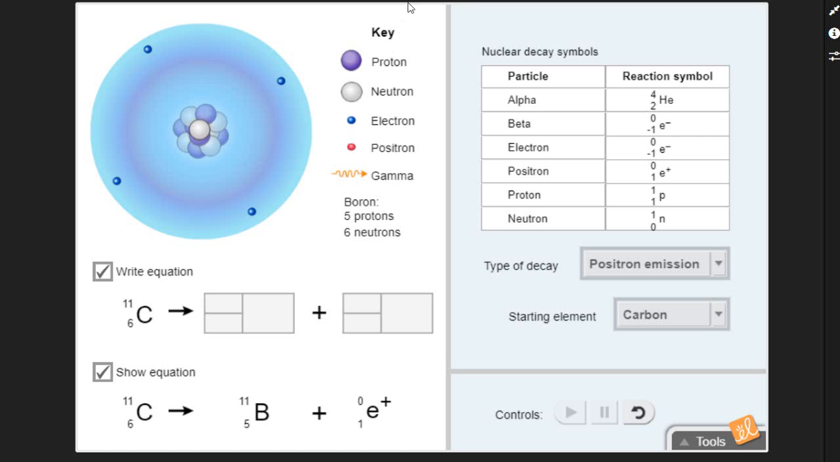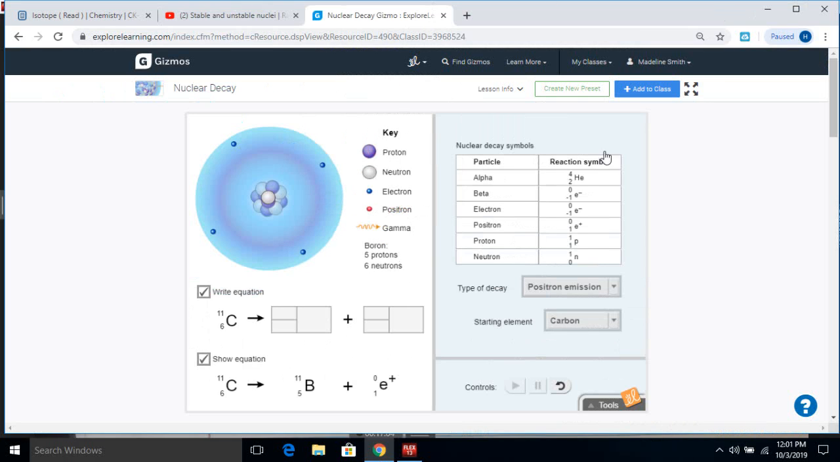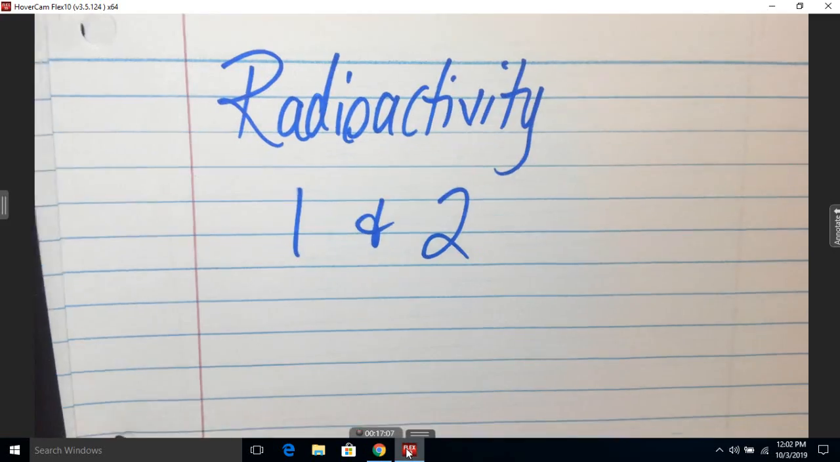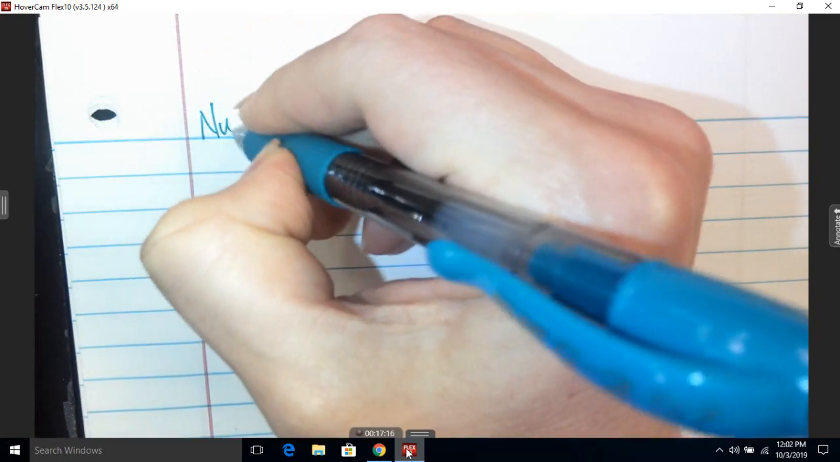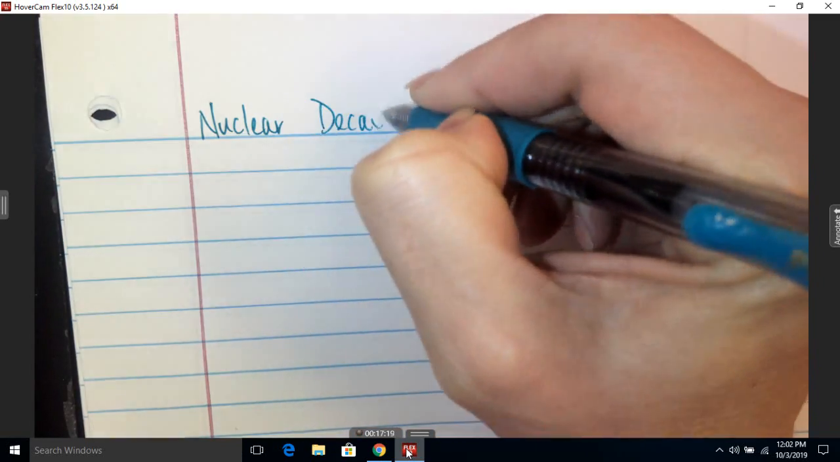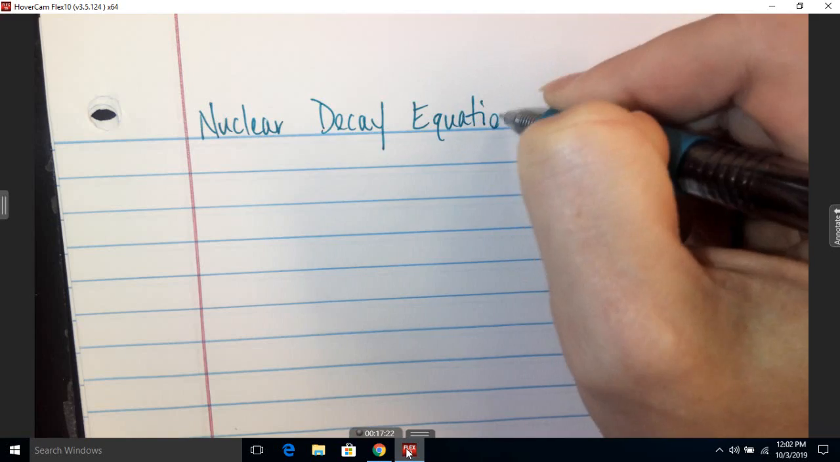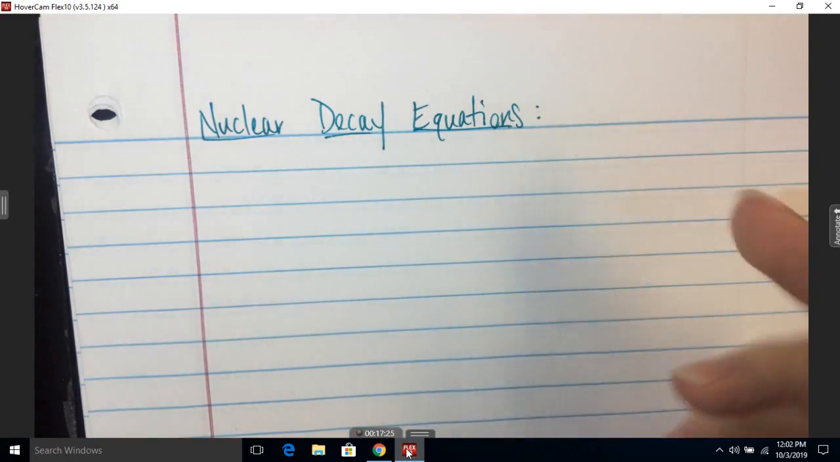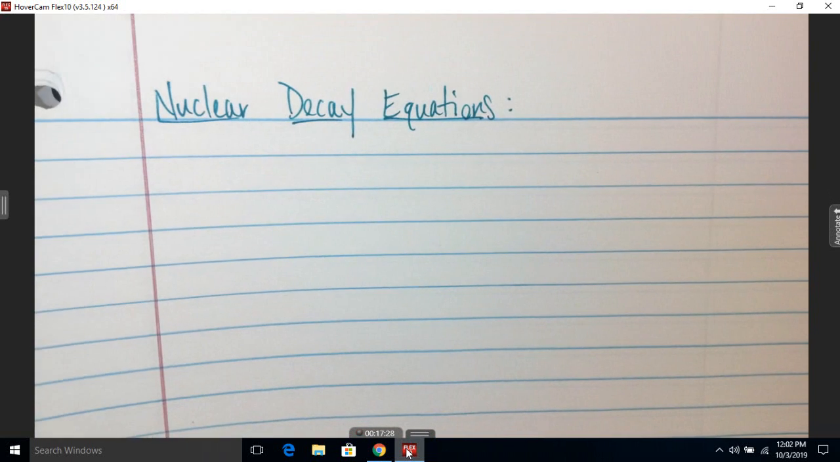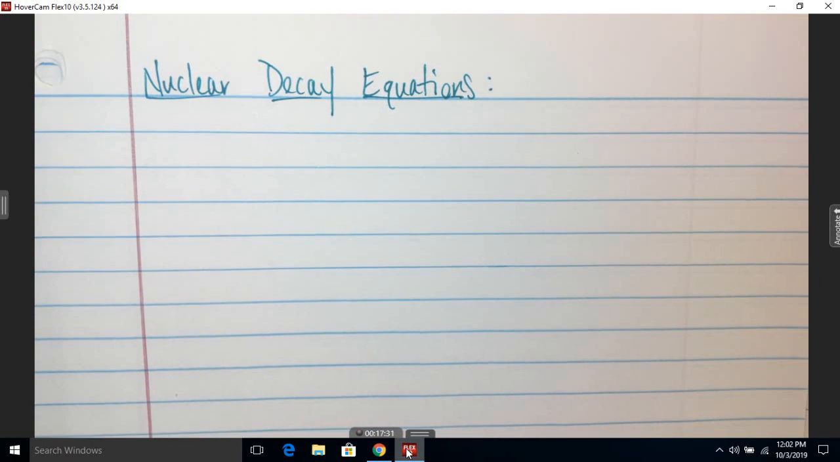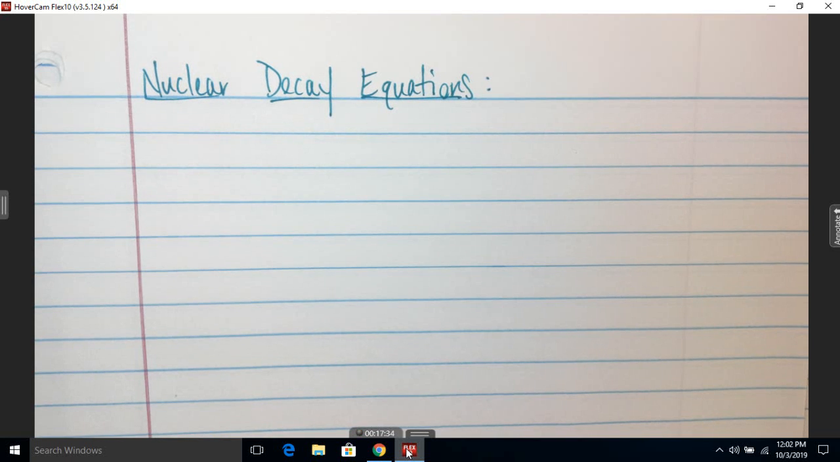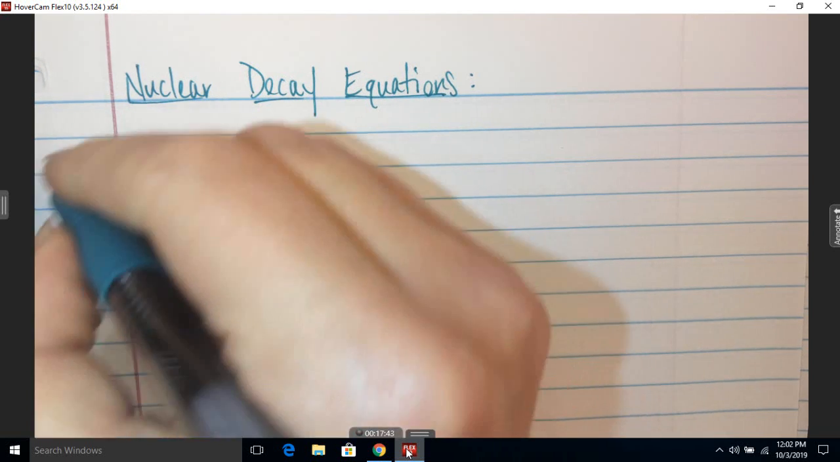All right, let's write some equations. This is what you're going to have to know how to do for my test. These are called nuclear decay equations. We already did chemical reaction equations. These are the equations that explain the nuclear decaying. Number 1.